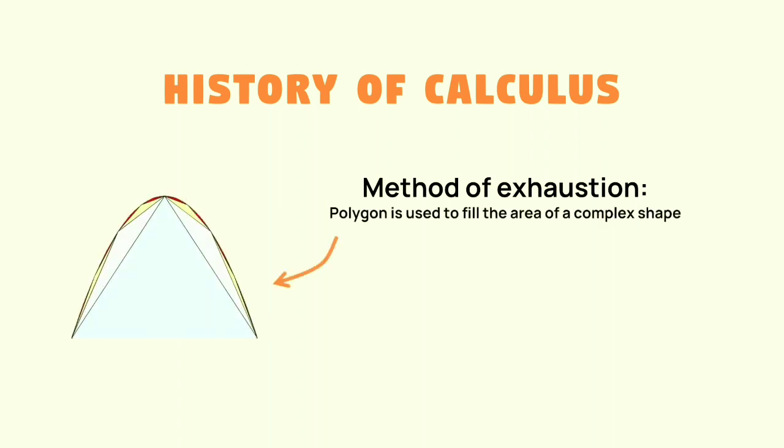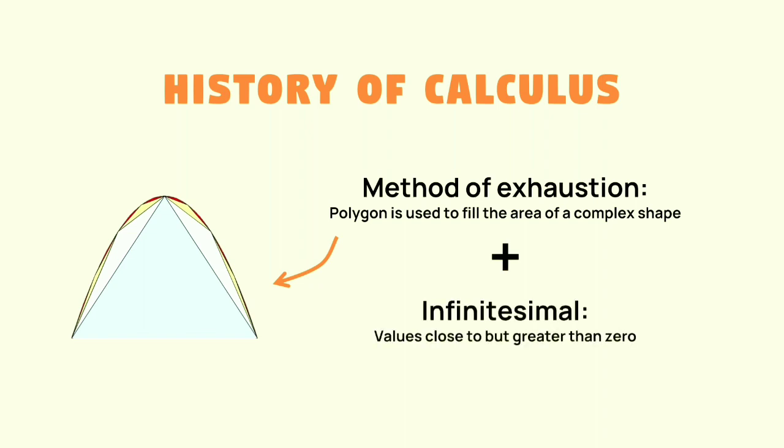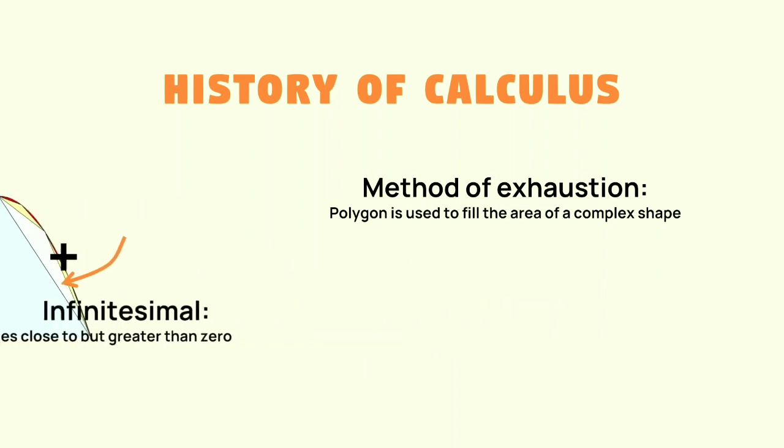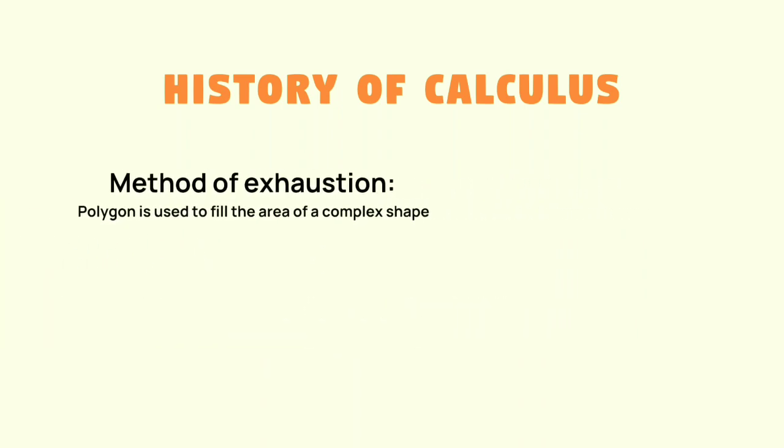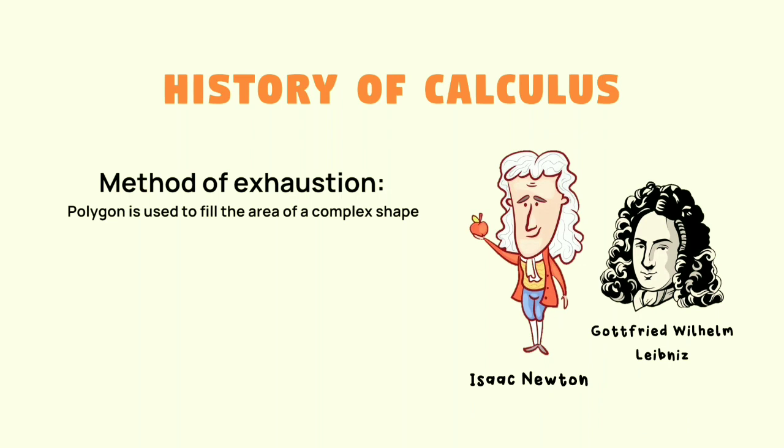One of the main roots that led to the discovery of calculus was the method of exhaustion that was used by Greek mathematicians. This is a method in which a polygon is used to fill the area of a complex shape. At the time, many used infinitesimals. Infinitesimals describe numbers that are close to zero but are not exactly zero. During the 17th century, Isaac Newton and Gottfried Wilhelm Leibniz had expanded on the method of exhaustion and independently developed the theory of infinitesimal calculus. Isaac Newton had made this in order to aid in his investigation of physics and geometry.